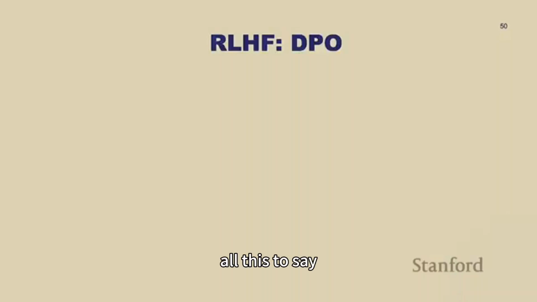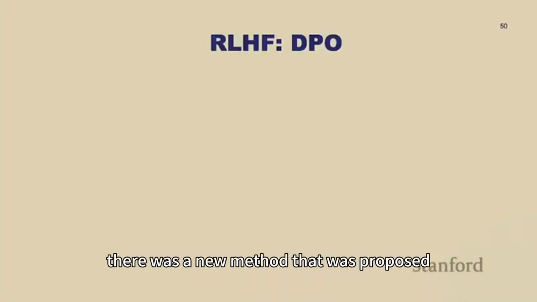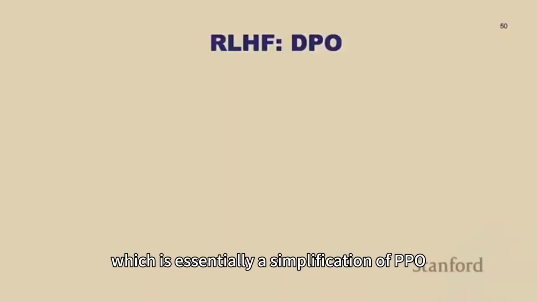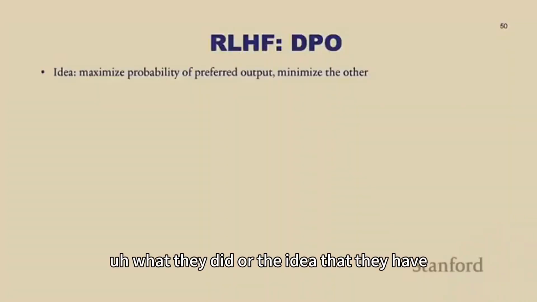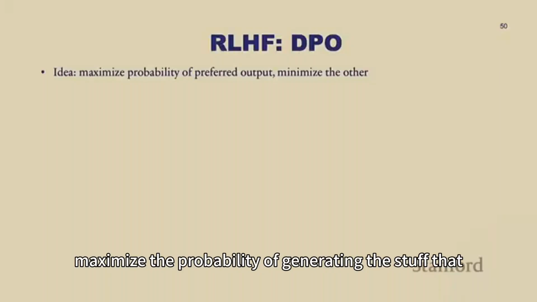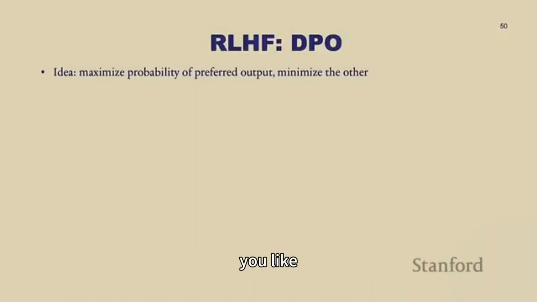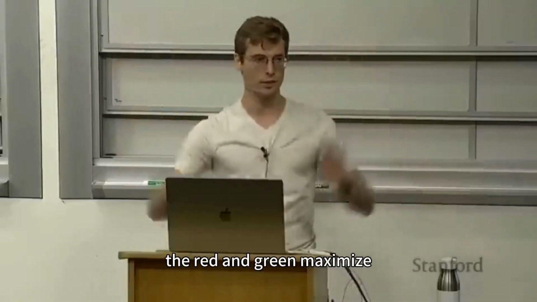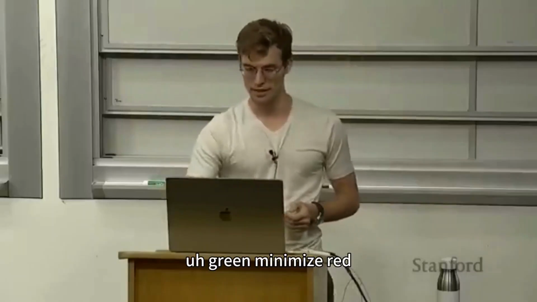All this to say, there was a new method proposed, also from Stanford, one year ago, called DPO, which is essentially a simplification of PPO. The idea that they have is that instead of using reinforcement learning, you can just maximize the probability of generating the stuff that you like and minimize the probability of the stuff that you don't like. So if you think about the human preference, the red and green: maximize green, minimize red.